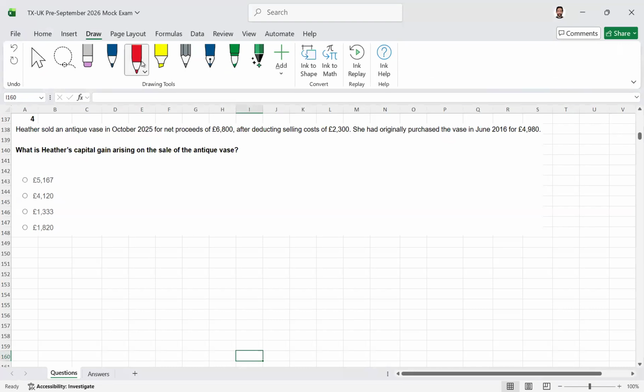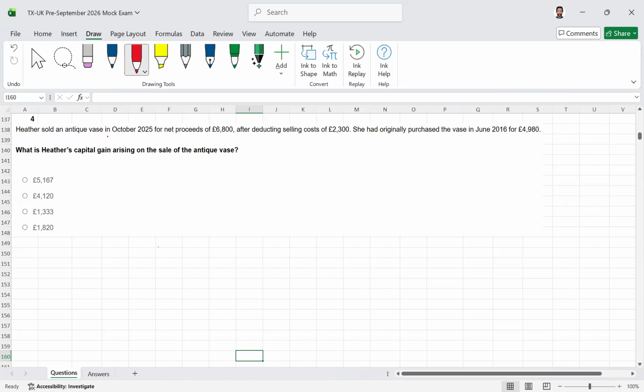So it's a good question. It's a disguised question. You see the question and it looks very easy, but there is a twist in this question that could make the answer wrong. So what is Heather's capital gains arising on the sale of antique vase?